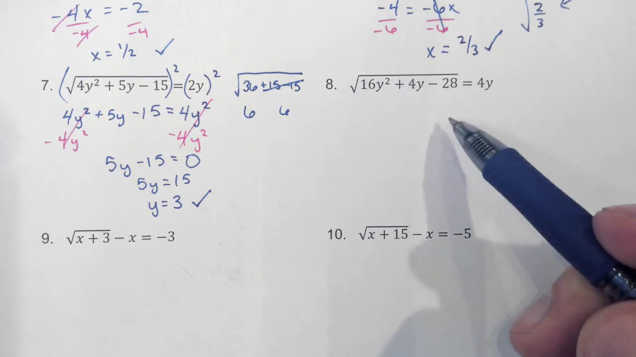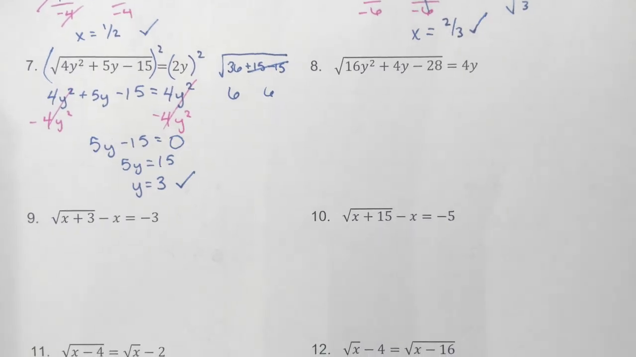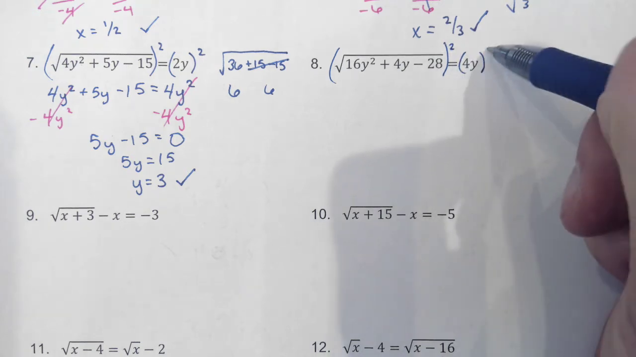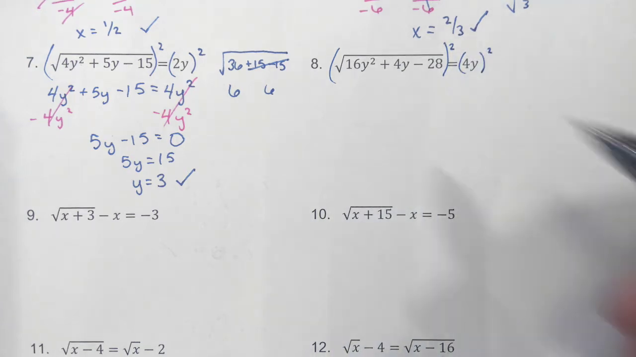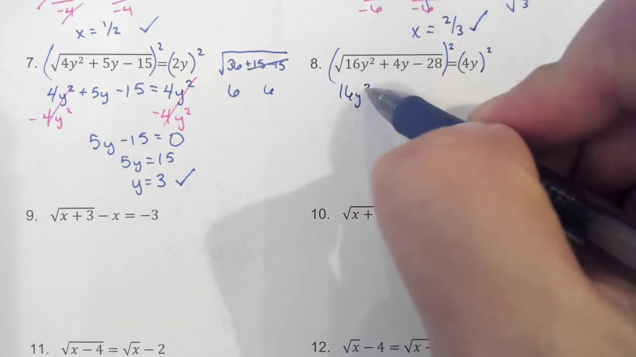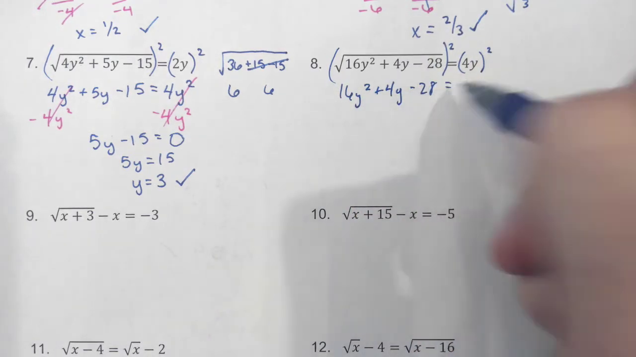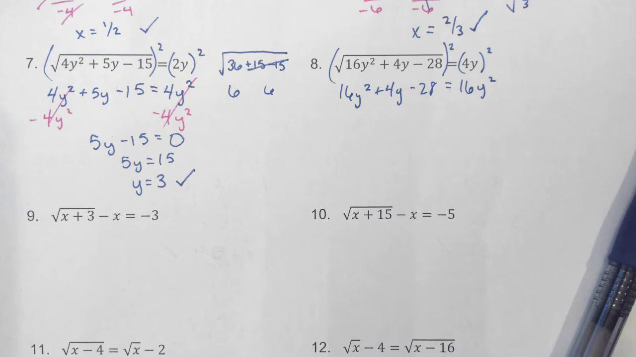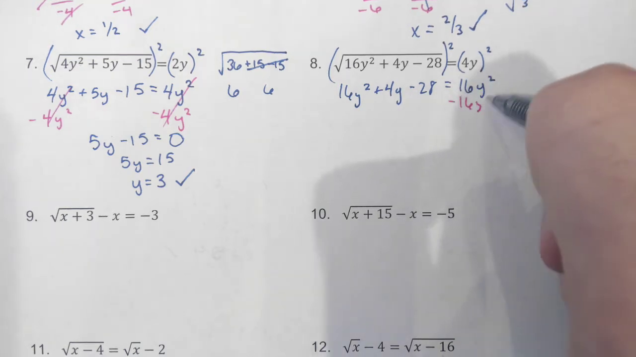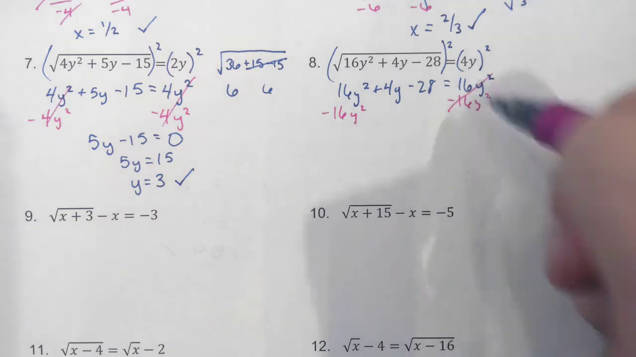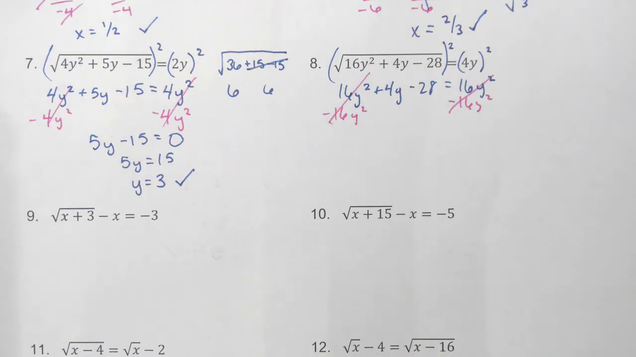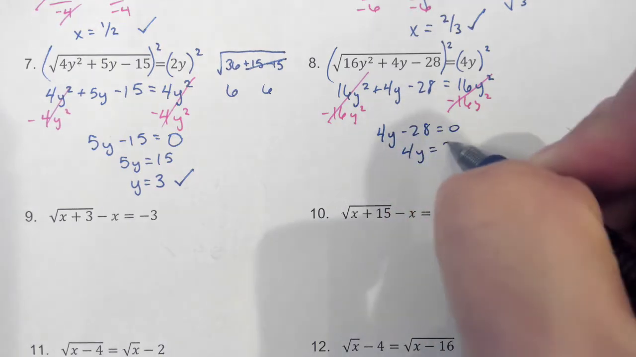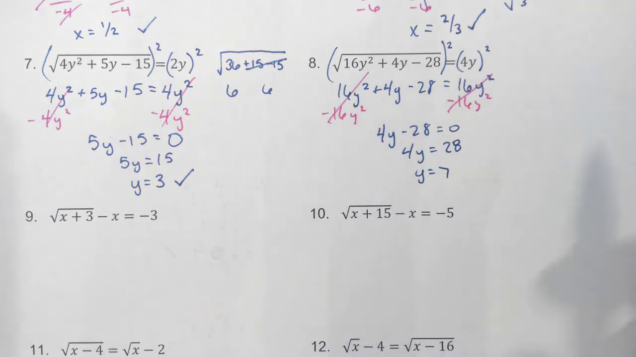Anytime you want to pause the video and try the next problem, you can, and see if you get the right answer. So number 8 is much like 7. The radical is already isolated, so we're going to square both sides. The square and the square root would cancel, giving me 16y squared plus 4y minus 28 equals, square that, and you've got 16y squared. Much like 7, those 16y squareds are going to cancel each other out whenever you subtract them. So I've got 4y minus 28 equals 0. So 4y would equal 28, and y would equal 7.